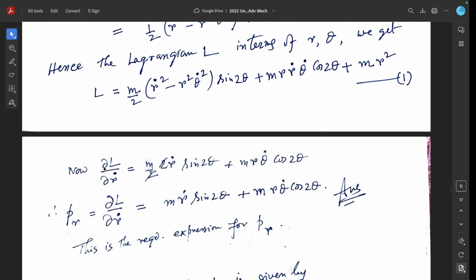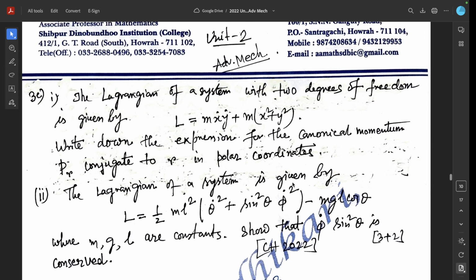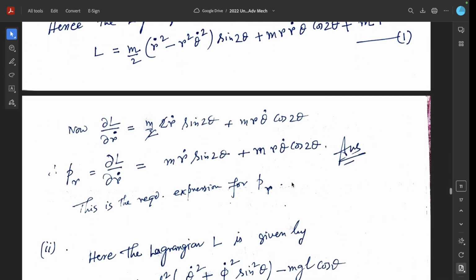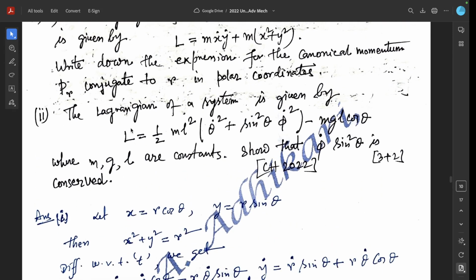Now del L by del r dot equals this, and p r equals del L by del r dot. So in the question, write down the expression for the canonical momentum p r conjugate to r. So first find this, and p r equals this, and this is the required expression for the conjugate momentum p r corresponding to r. Next, part 2: L is given by this, so that phi dot sin squared theta is conserved.